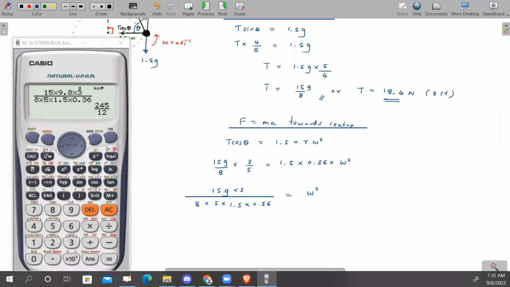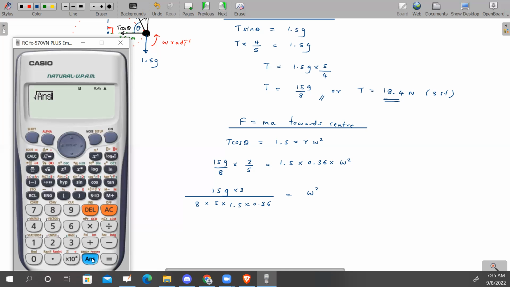So guys, over here you can see I've typed the whole thing in the calculator. 15 into g, which is 9.8. If we give the g value as 9.8, then you will keep the answer to 3 SF or 2 SF. Into 3, divide by 8 into 5 into 1.5 into 0.36. So you get the answer for that. The answer is 245 over 12, and you have to root it because this is omega squared. So omega squared is 245 over 12.